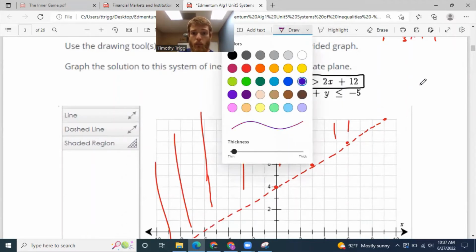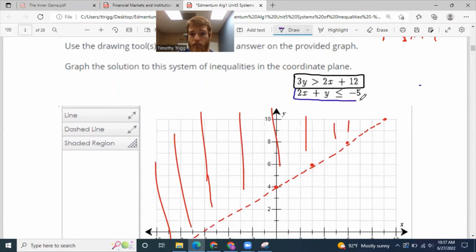Let's go ahead and try the second inequality here. Once again, we want to get y by itself. So how are we going to do that? Well, I would just go ahead and subtract 2x on both sides of the inequality. That gives us y is less than or equal to negative 2x minus 5.